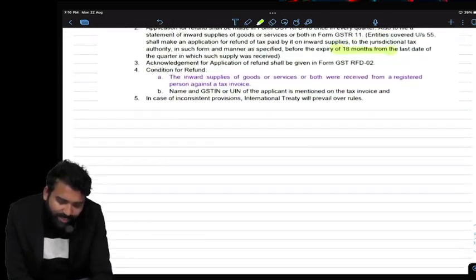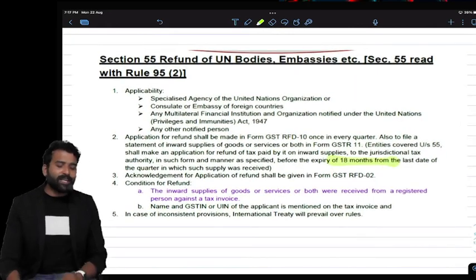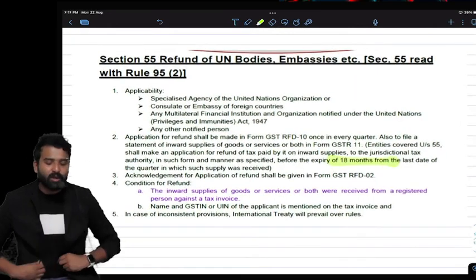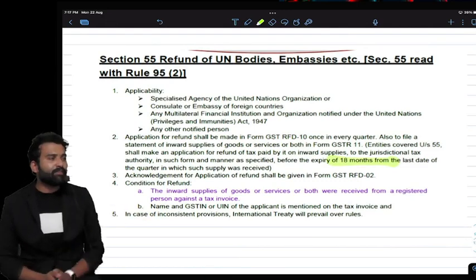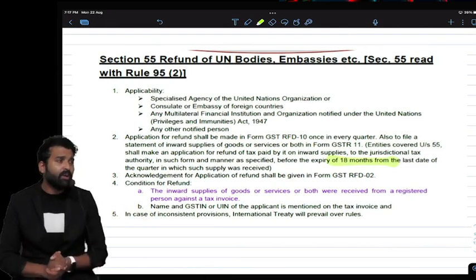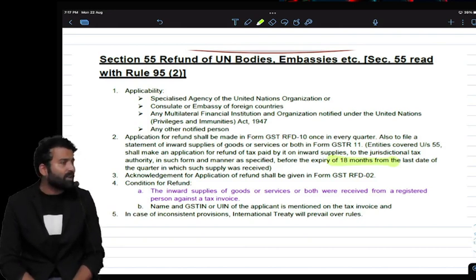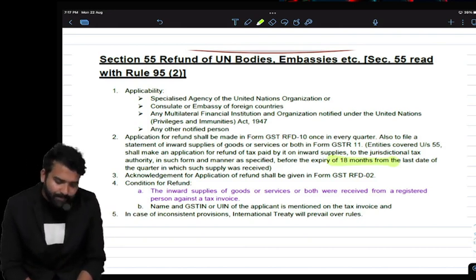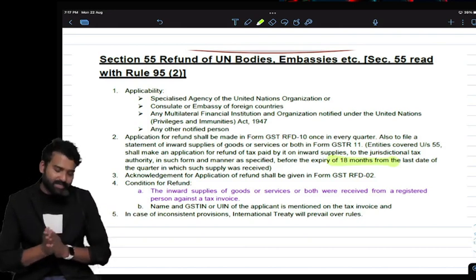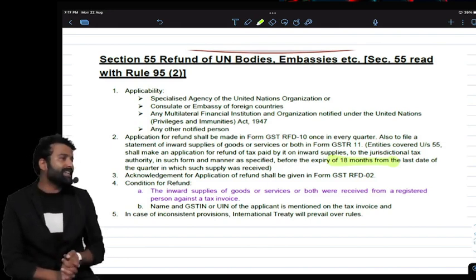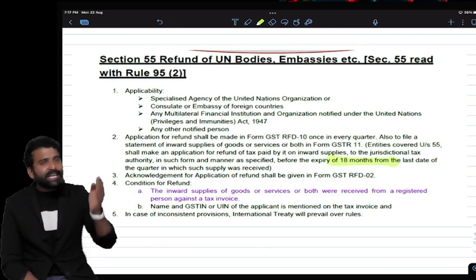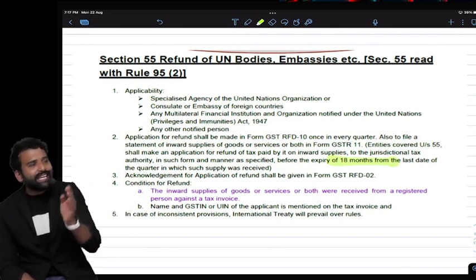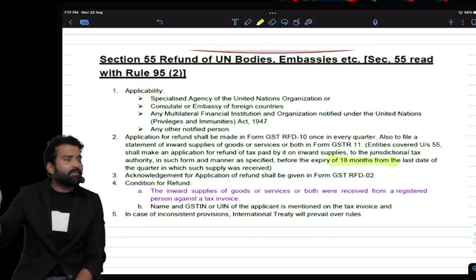Nice. Moving towards the next case, refund of UN bodies and embassies. This refund is basically for UN agencies, for embassies, for consulates. They can claim the refund of the purchases. They can claim the refund of the taxes paid on the purchases. For that, they have to file GSTR 11 and they have to apply within 18 months from the last date of the quarter in which they have received the supply. So in case of UN bodies and embassies, they have to apply within 18 months from the end of the quarter where they are receiving the services.